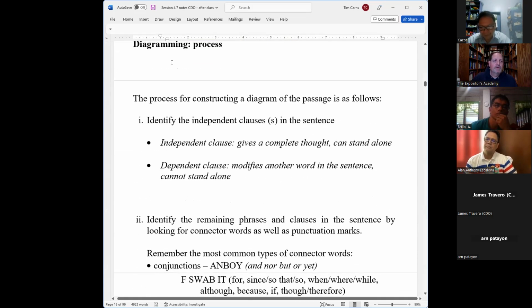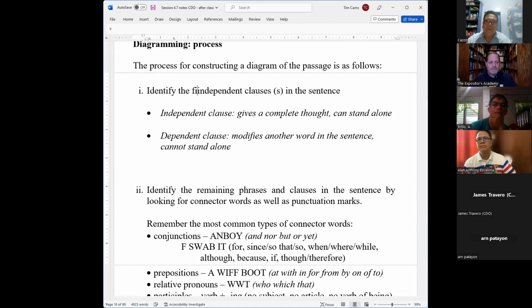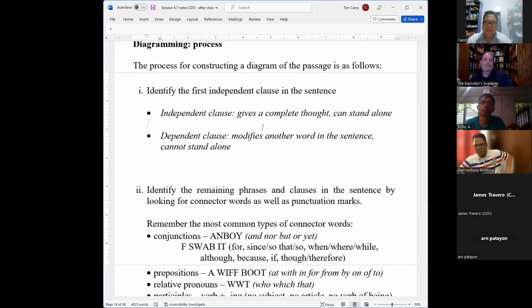If you'll remember, the process to make a block diagram or structural diagram is four steps. The first step is to identify, and I would say just identify, the first independent clause in the sentence. There may be more than one, but at least identify the first one. As our brother, Pastor Arn, said a moment ago, he was thinking about the main sentence. We can call that an independent clause. Remember, a clause has a subject and a verb. An independent clause can stand alone and gives a complete thought, right?